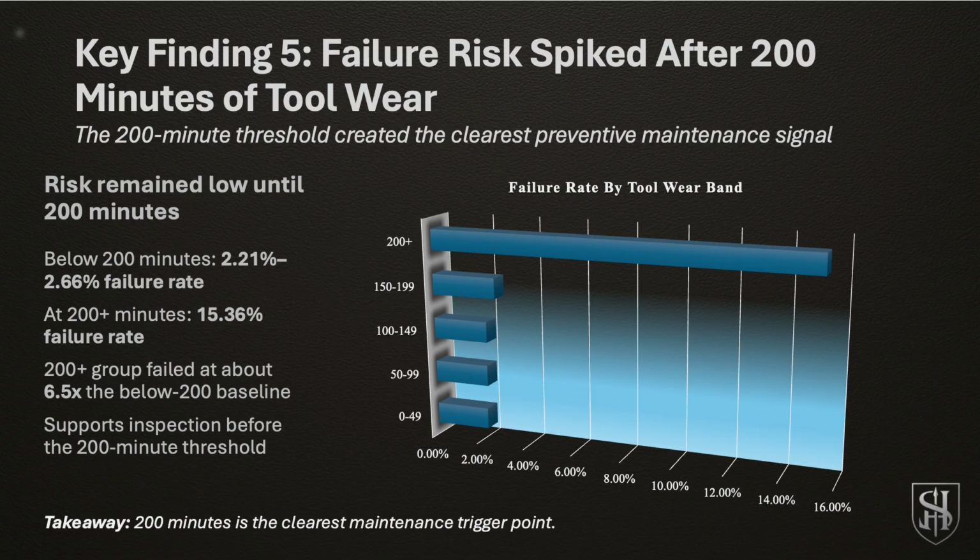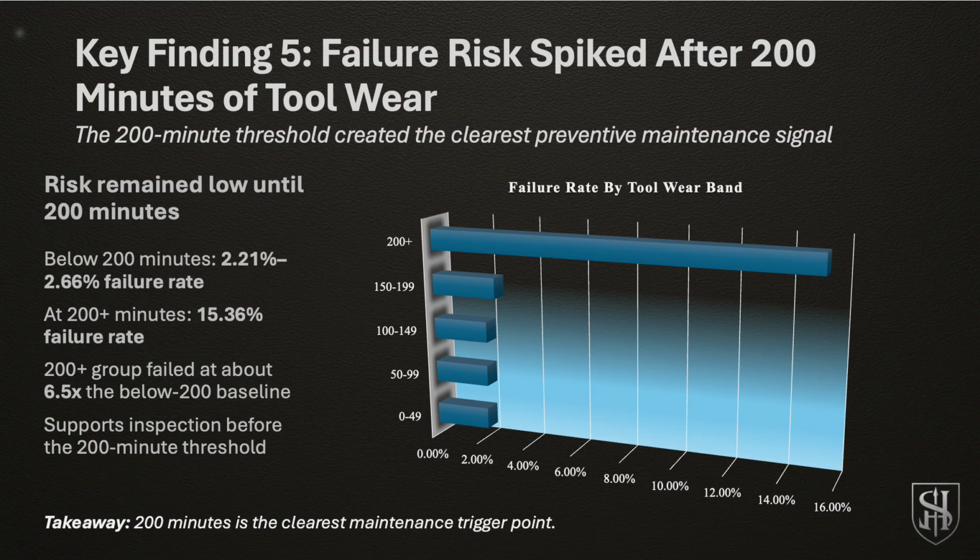This is the clearest threshold identified in the project. The chart on the right shows this pattern visually. The lower wear bands are clustered near the bottom of the failure rate scale, while the 200 plus group extends much farther across the chart. That separation makes the 200-minute threshold stand out as a practical maintenance signal.